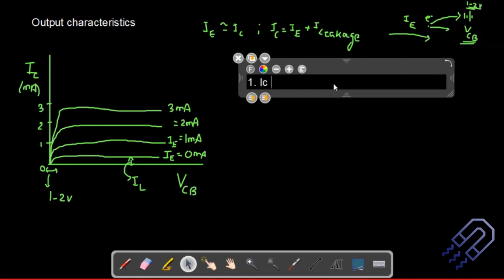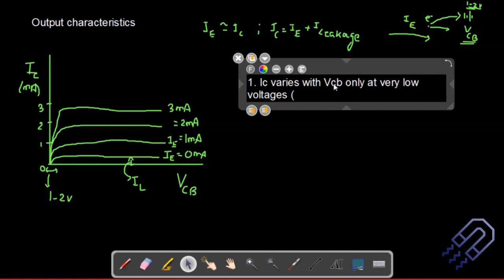Okay, IC varies, since I said that, so I think important, with VCB, only at very low voltages. In bracket, I'll just put approximately 1 volt. Okay, approx 1 volt. So that is the reason what I said. I think this is clear from this particular image. It should not be very complicated. Okay, this is the first point.